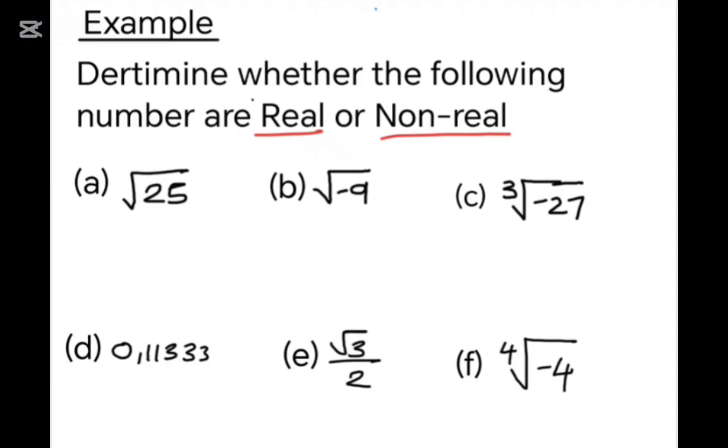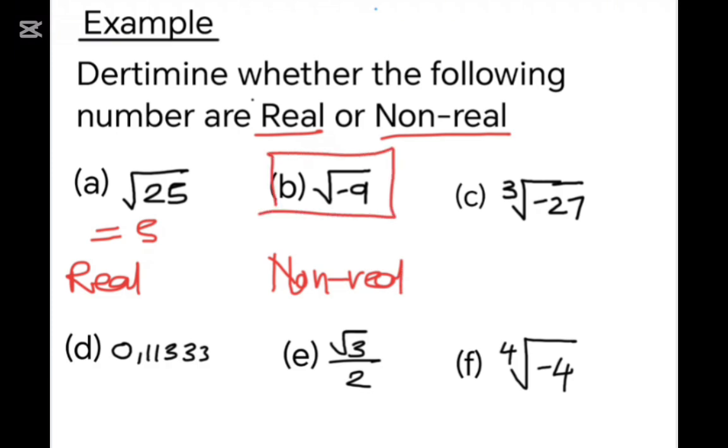So the first one is the square root of 25. If you punch it in your calculator at home, it will give you 5 as an answer. So is this real or non-real? Obviously, this one is going to be a real number. Perfect. So the negative square root of 9, I showed an example of this. This is going to be non-real. Why? Because if you punch this number in your calculator, you're going to get undefined or error.